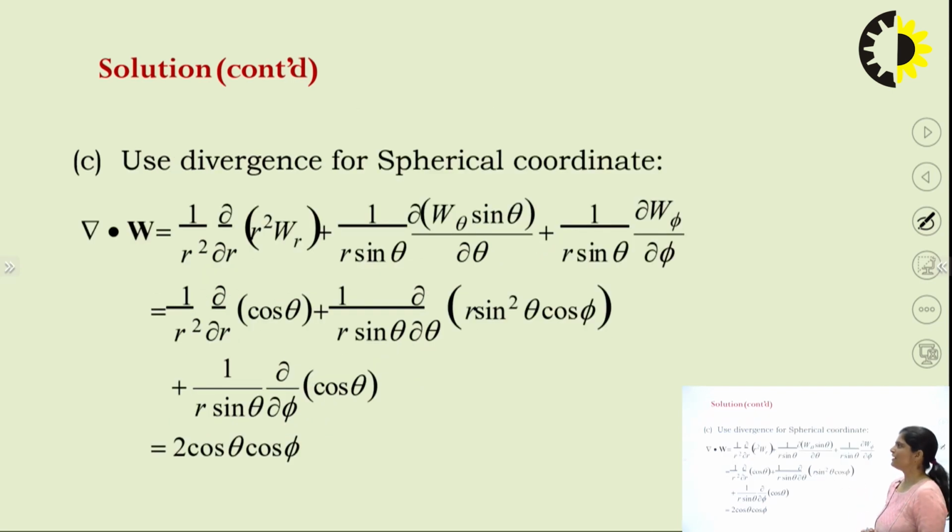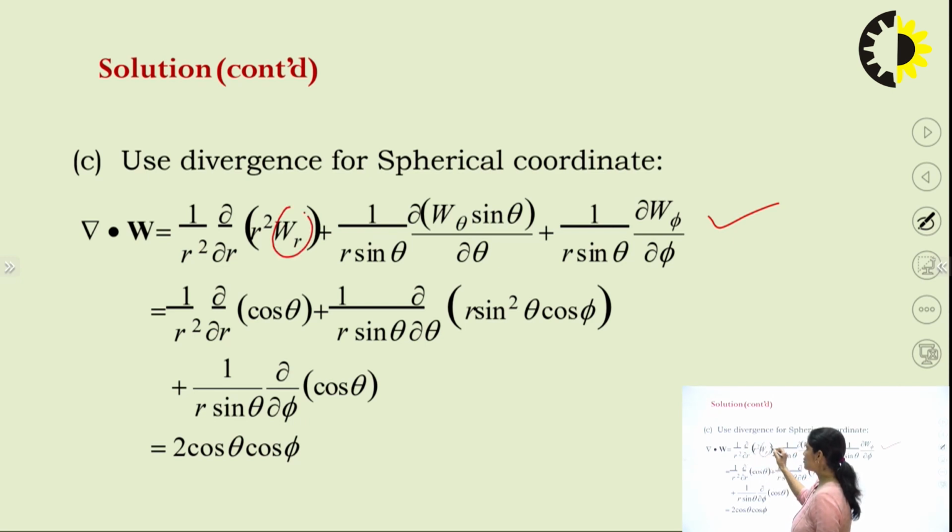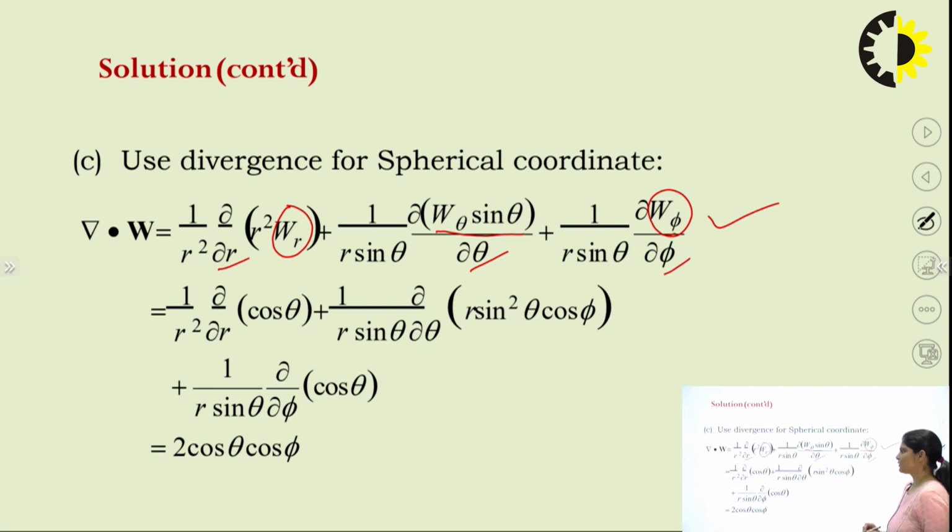Now the third one, you have to find out divergence for spherical coordinates. So you should know the formula for divergence in spherical coordinates, that is equal to del dot A: 1 upon r squared, del upon del r of r squared, this is the part of unit vector of r, plus 1 upon r sin theta, del upon del theta, this is the part of unit vector of theta, plus 1 upon r sin theta, del upon del phi, this is the part of unit vector of phi. So we can differentiate with respect to r here, with respect to theta here, and with respect to phi here. Then you will get these three terms, and this is the final result, that is 2 cos theta cos phi.